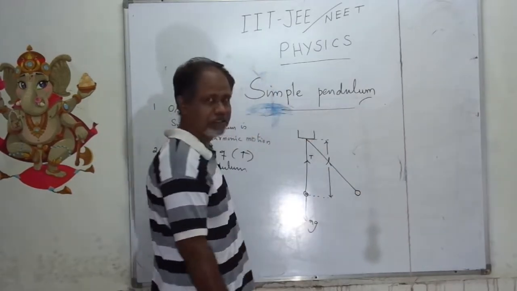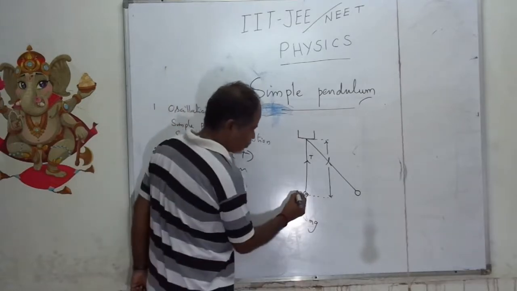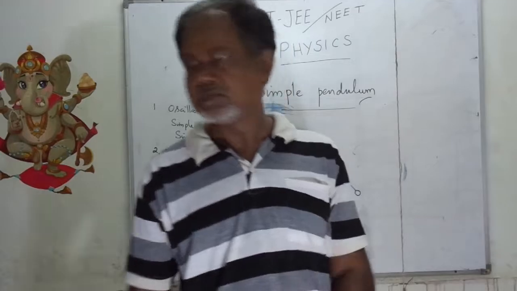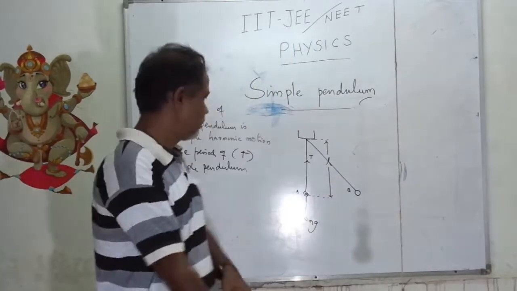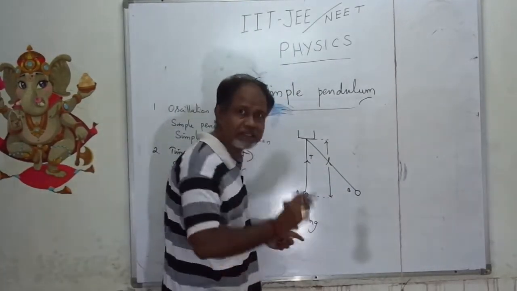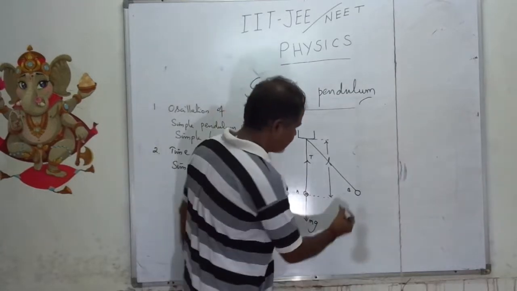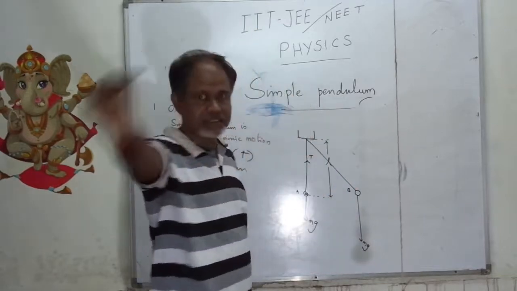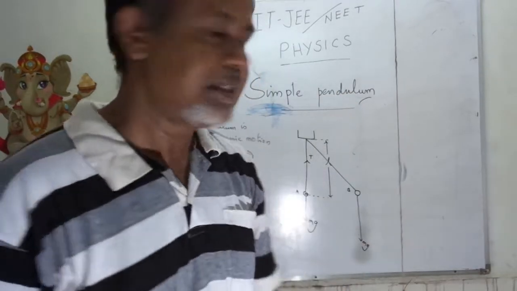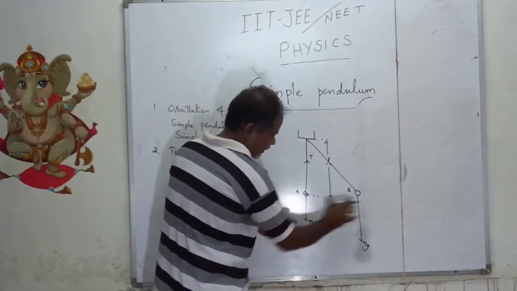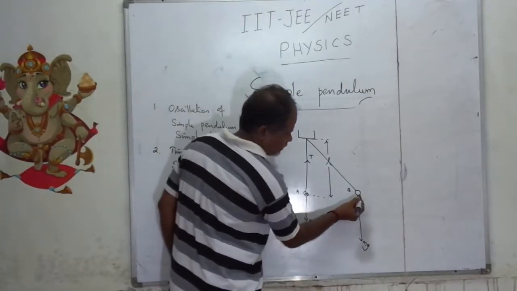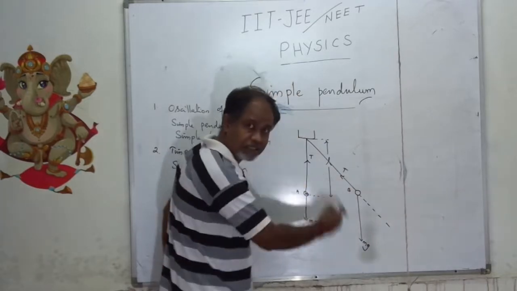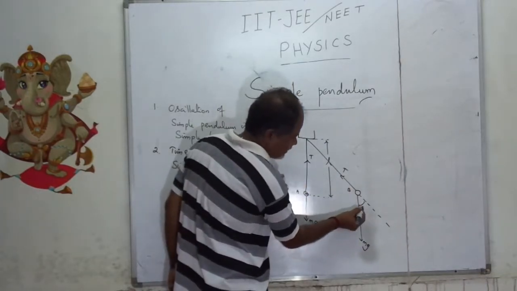Now I am displacing this bob like this, from A to B. Do you understand? The weight is always acting towards the center of the earth. There is no change in g. There is no direction change. Here the tension T always acts along the string itself. It makes an angle theta.